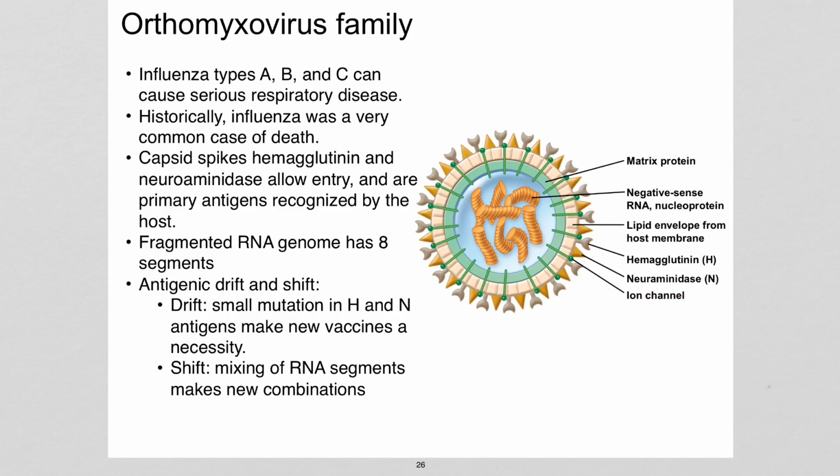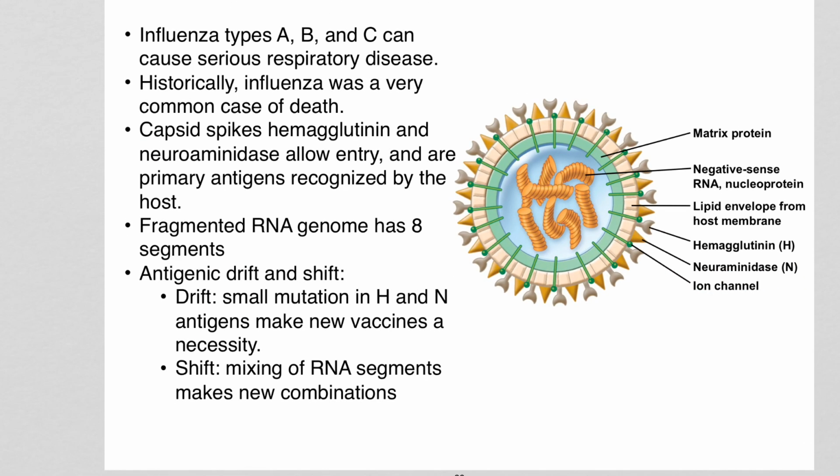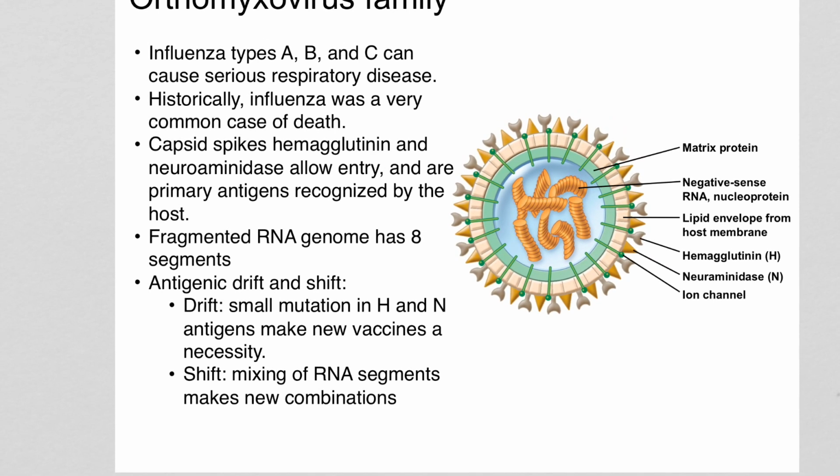Okay. So how do they change? Antigenic drift and shift means the genes that code for H and N antigens, right? The genes inside, in this case, RNA. Influenza is an RNA virus. They change in two different ways.